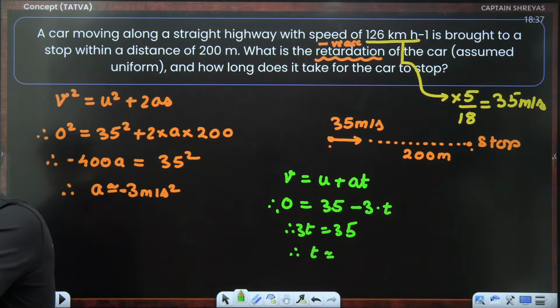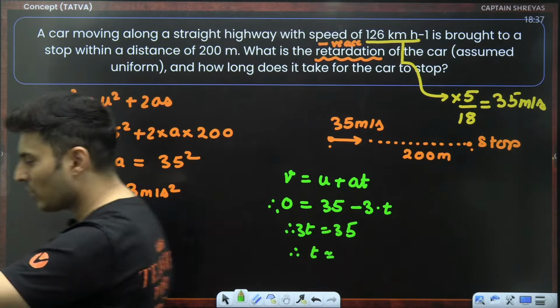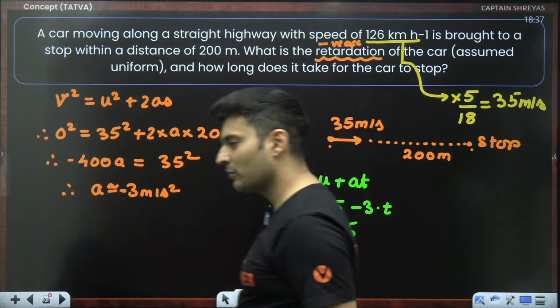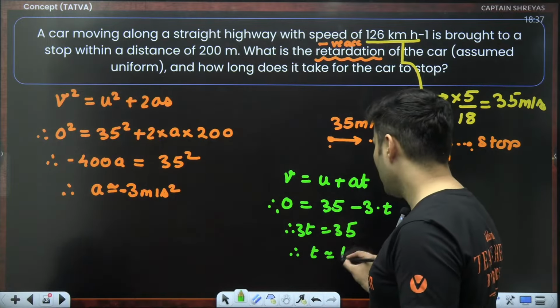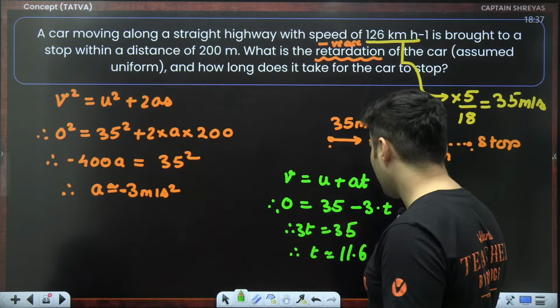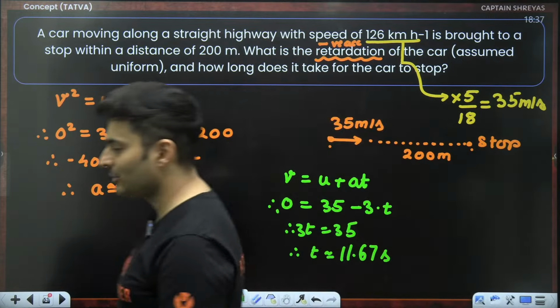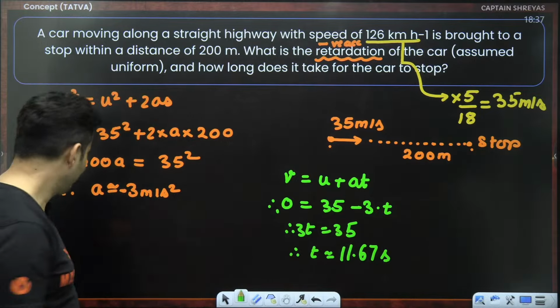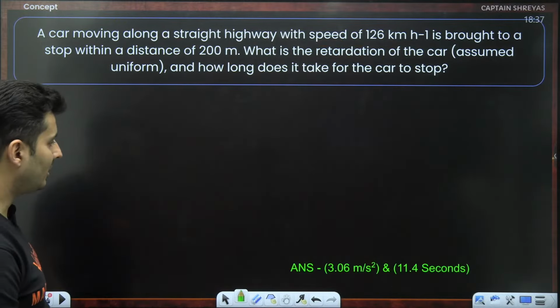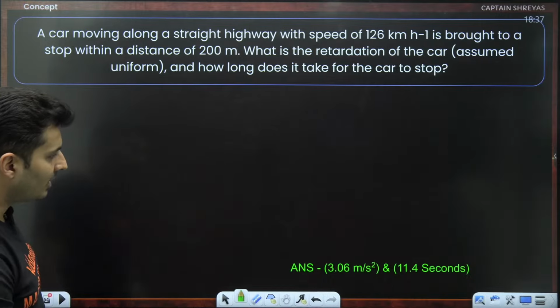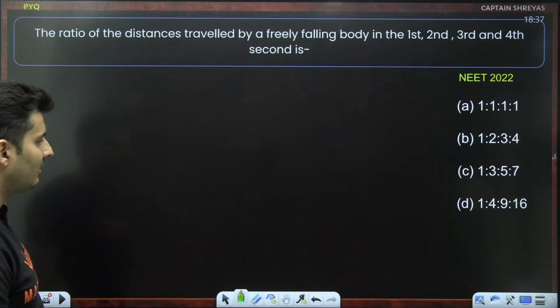Yes, approximately it was minus 3, correct. So 35 divided by 3, how much is it? 11.667 approximately you can put it. Yep, very good. 11.667 seconds. Perfect. That is the answer. So it takes this much time to stop. Awesome. Very good. And they have put some weird answer. Why did you put 11.4? That is wrong. That is 11.6.